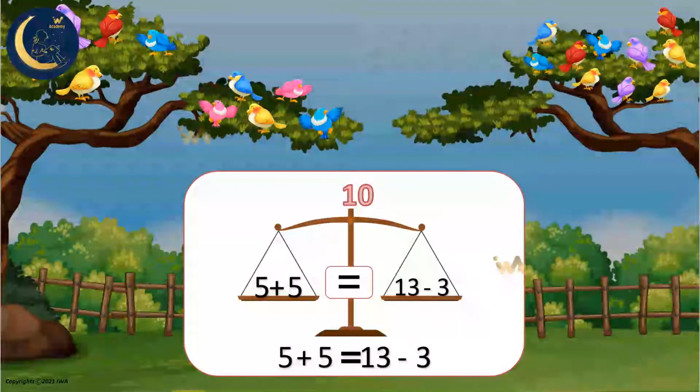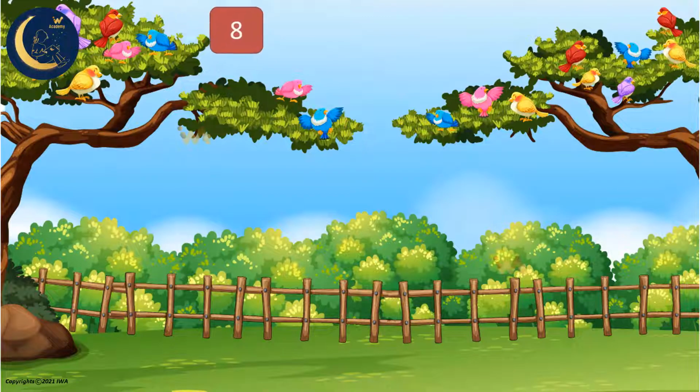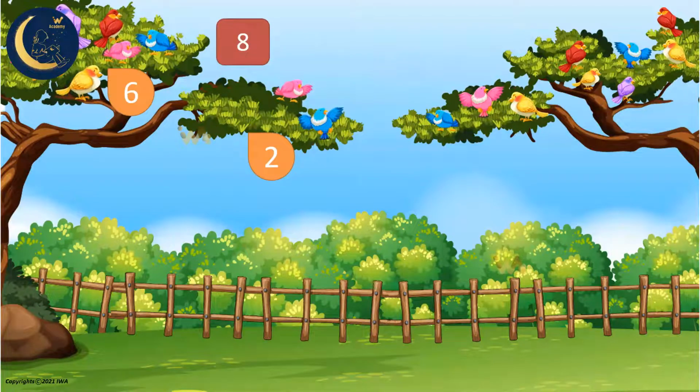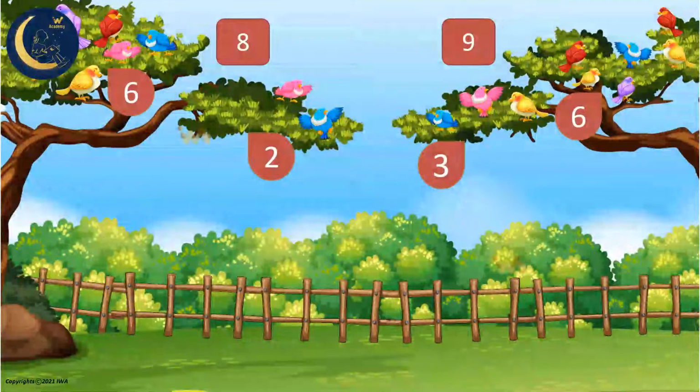Now, friends, look at these birds. On this tree there are 8 birds. 6 stood here and 2 stood there. As for this tree, there are 9 birds. 6 stood here and 3 there. So, my friends, the number 8 is made up of 6 plus 2. As for the number 9, it is made up of the numbers 6 and 3.